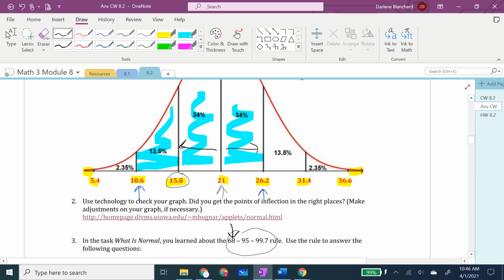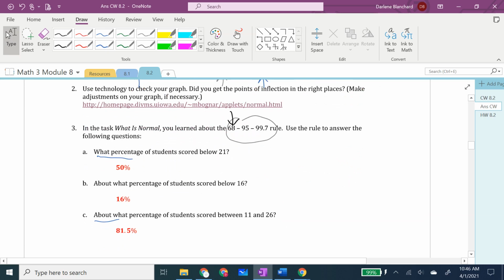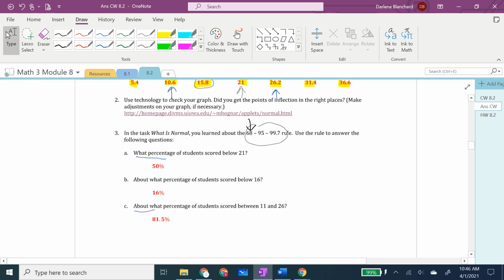68% is within one standard deviation, but then we're only adding to that what is between 1 and 2 standard deviations under, which is going to add 13.5%. And so that takes you to approximately 81.5%.